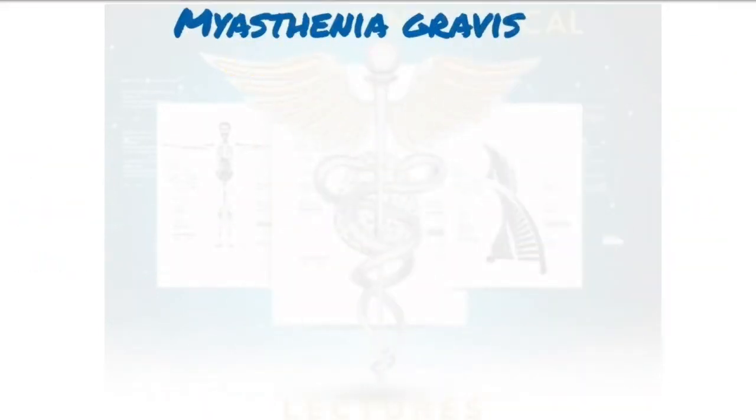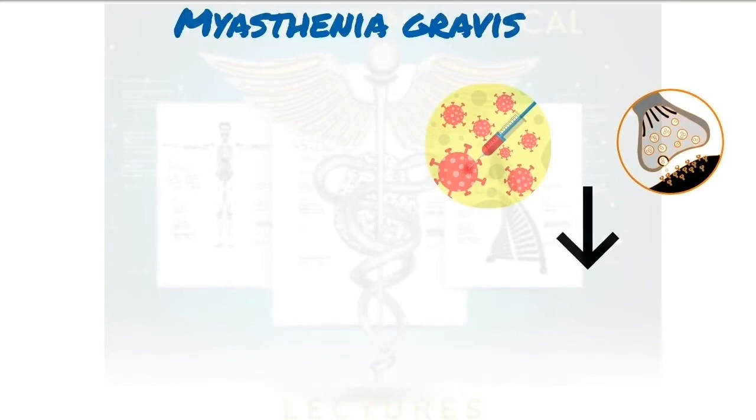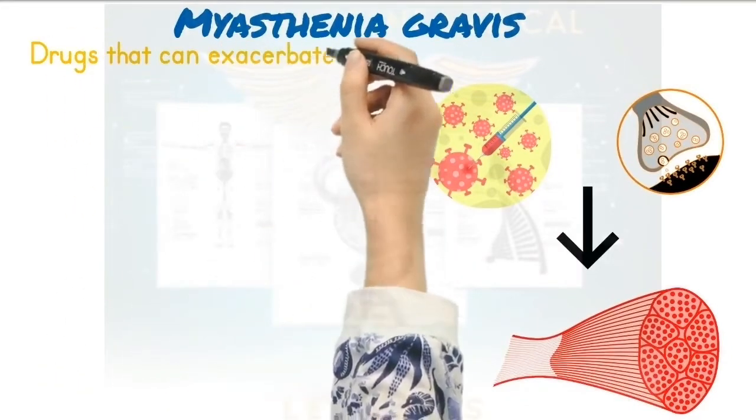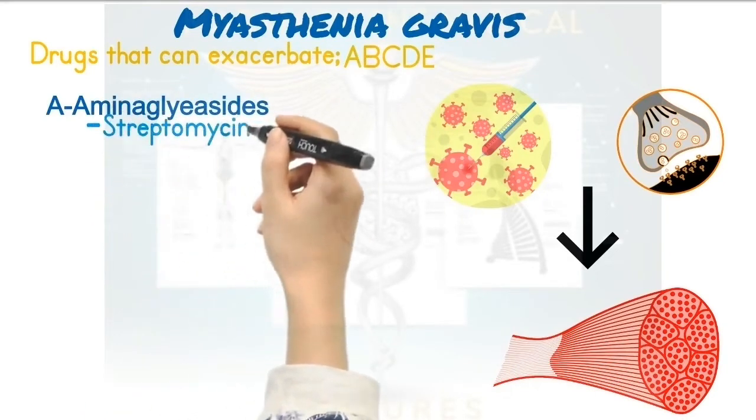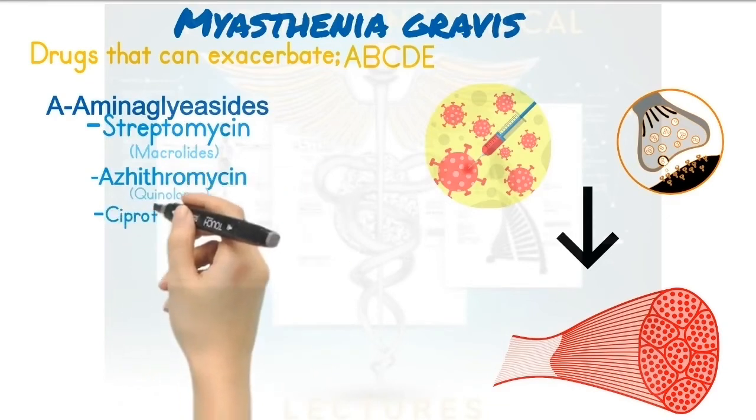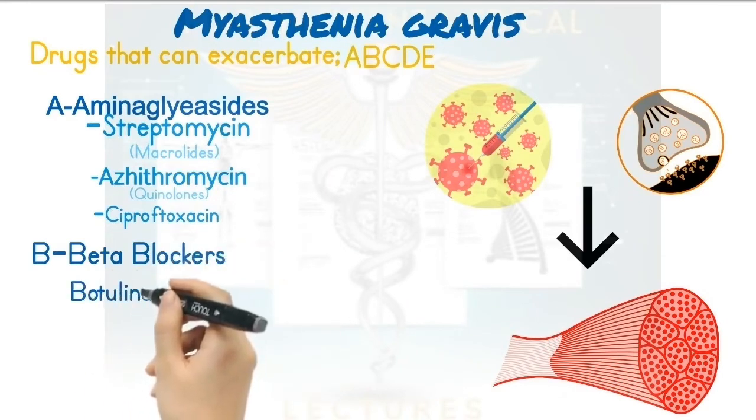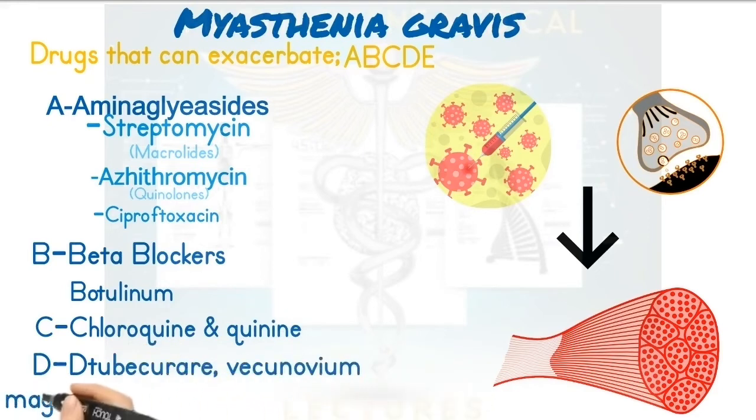Myasthenia gravis. Myasthenia gravis is a chronic autoimmune disorder in which antibodies destroy the communication between nerves and muscle, resulting in weakness of the skeletal muscles. Drugs that can exacerbate it: ABCDE. Aminoglycosides, which include streptomycin, macrolides like azithromycin, quinolones like ciprofloxacin. Next is beta-blockers and botulinum, chloroquine and quinine, D-tubocurare and vecuronium, and lastly, magnesium.